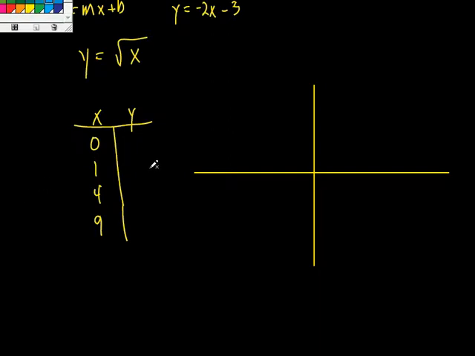Well, let's put some numbers in. So if I put a 0 in for this, what's the square root of 0? It's 0. If I put a 1 in for this, what do I get? I get a 1. And on these, we're just going to take the positive version of it, okay? We're not going to go plus or minus on this. What if I put a 4 in there? What's that? It's a 2.